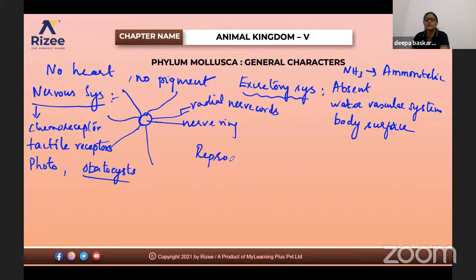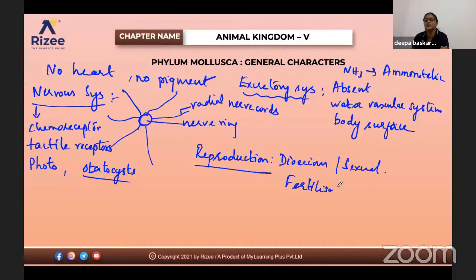And let us talk about reproduction. In reproduction, the sexes are separate, dioecious, and reproduction is always sexual. Dioecious, always sexual reproduction. And again, fertilization is always external. So the gametes will be released into the water bodies. The gametes fuse in the water. So fertilization occurs externally.